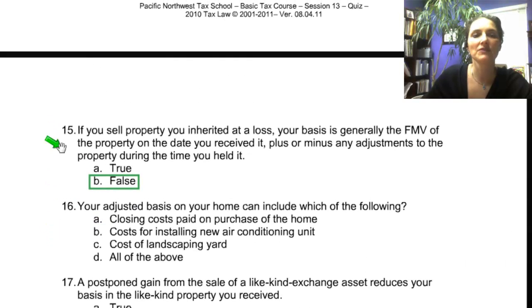Number 15, if you sell property you inherited at a loss, your basis is generally the fair market value of the property on the date you received it, plus or minus any adjustment to the property during the time that you held it. This is a false statement. The reason it is false is you do not look to the date that you received property that you inherited. You look to the date that was established by the estate. Typically, that is the date of death. Sometimes it is 6 months after the date of death, but it is never the date that you received it. It is the date of death or 6 months after the date of death, whatever date was established by the estate.